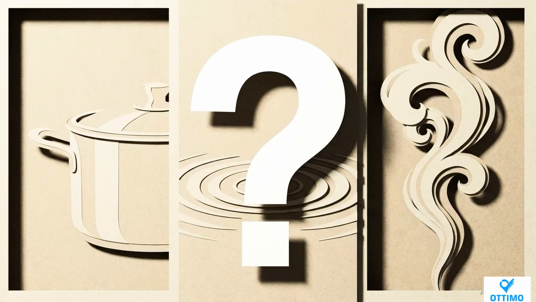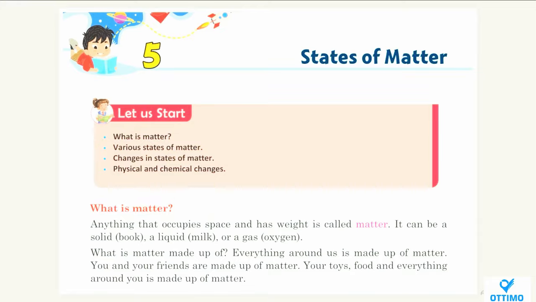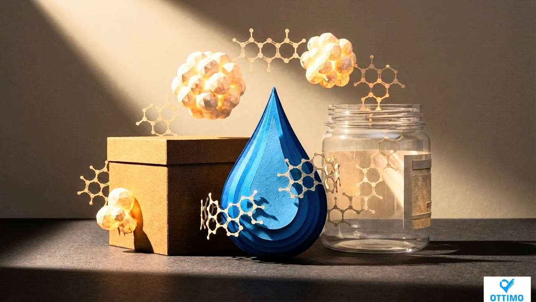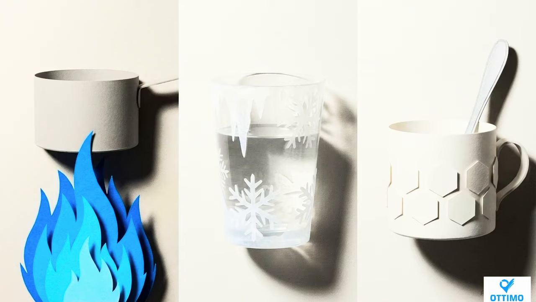What do these three wildly different things actually have in common? The answer is that they are all made of matter. In science, matter is simply anything that takes up space and has weight. The pot, the water, the smoke, and even you are entirely made of matter. Learning how matter works gives us the exact rules for how our physical world is built, and explains why things behave the way they do when we heat them up, cool them down, or mix them together.